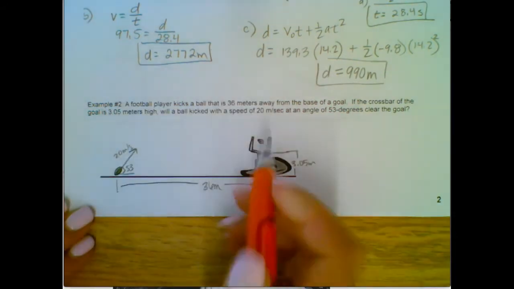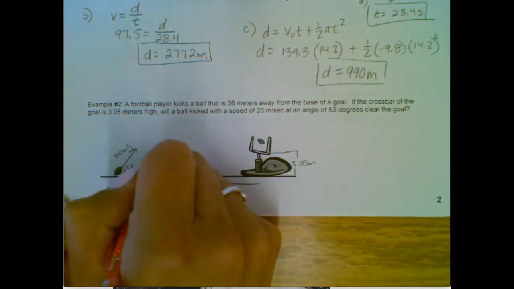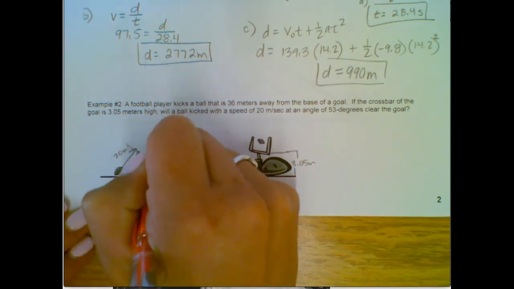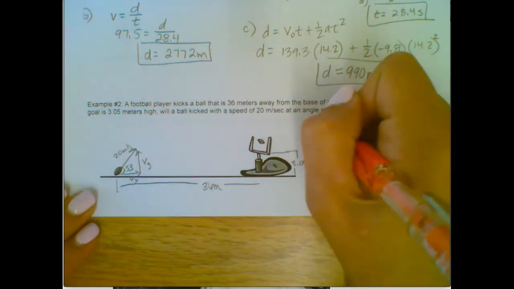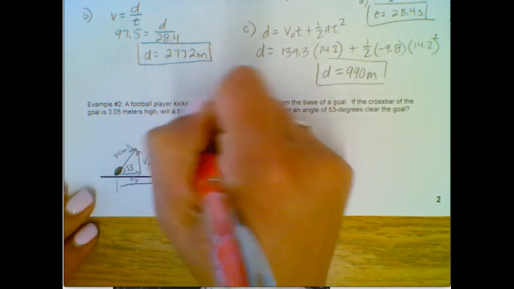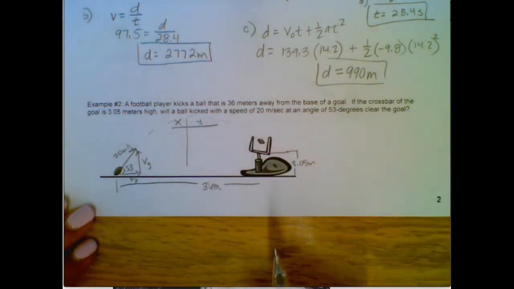When they give you the velocity like that, it's the initial velocity on the hypotenuse, unless they specify that it's in the horizontal or the vertical direction. Okay, so you should automatically draw those arrows to break it up. So will it clear the goal is the question. Make our little XY chart, right? And this is the question, whether or not that's going to clear.